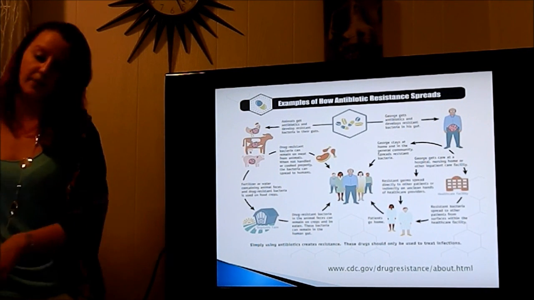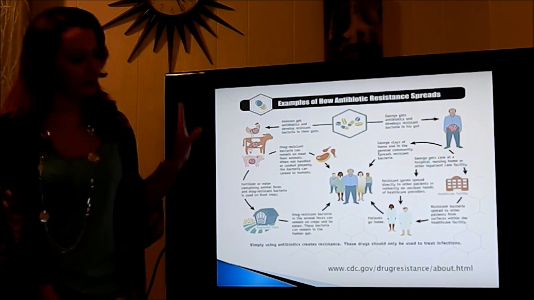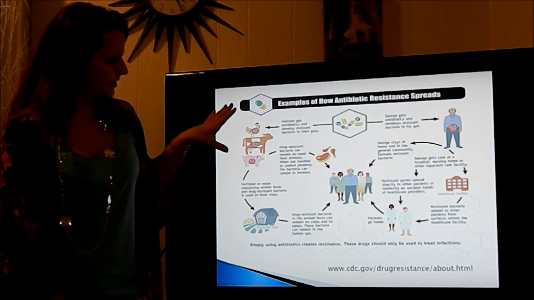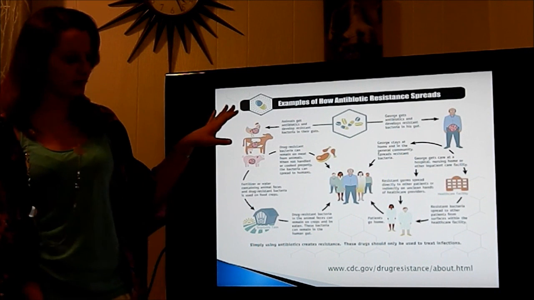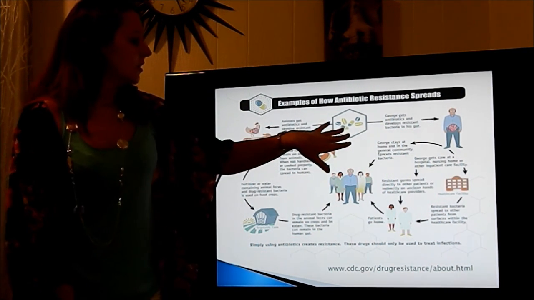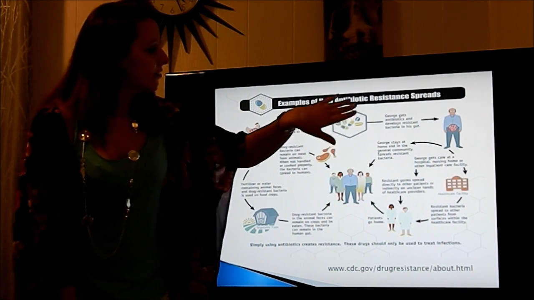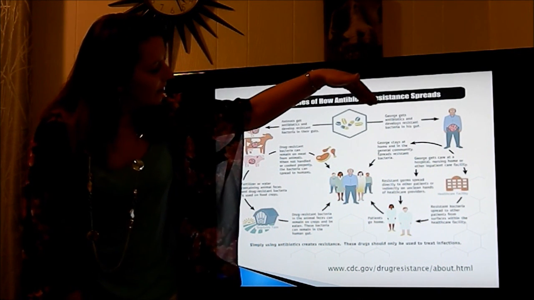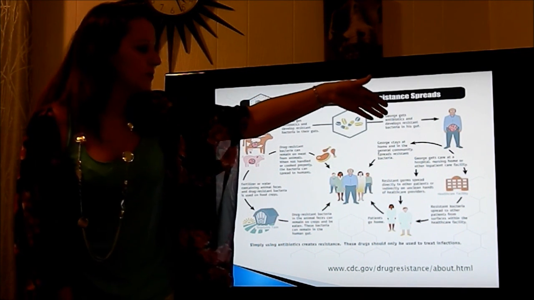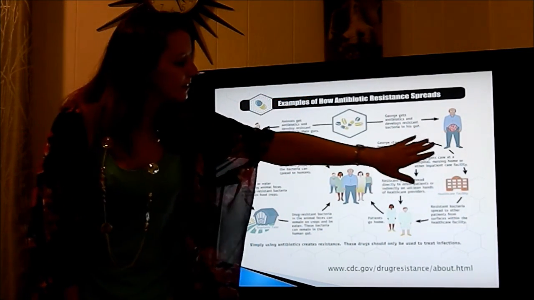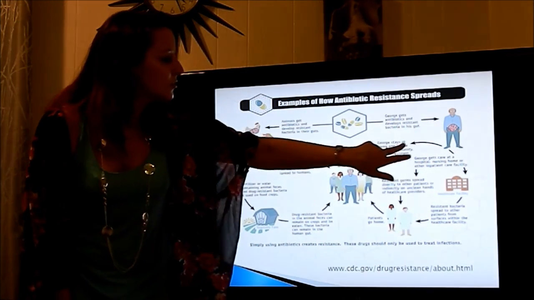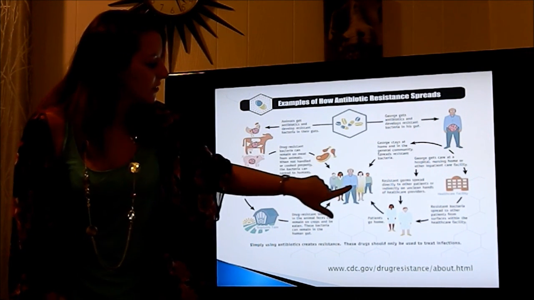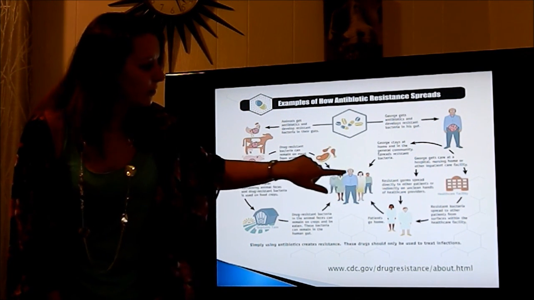And this is a nice picture again from the CDC website. This is an example of how antibiotic resistance spreads. You start with an antibiotic, and say you give it to a patient. And then from the antibiotic, he develops resistant bacteria in his gut. And then let's say George stays home and in the general community, he spreads resistant bacteria to other people.